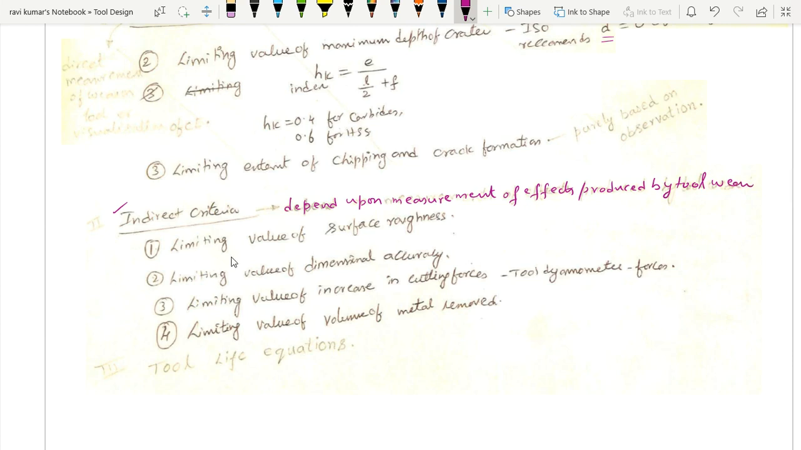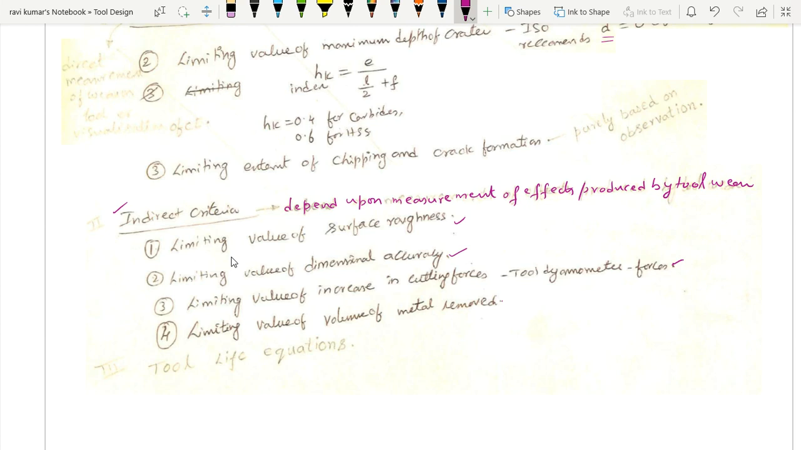Examples of indirect criteria are limiting value of surface roughness. That means roughness of the workpiece surface is abnormal. Similarly, dimensional accuracy has reduced. The cutting forces have increased. Similarly, volume of material removed is almost complete, right? That means for a particular volume of material, I simply change the tool. That is also a criterion, right?